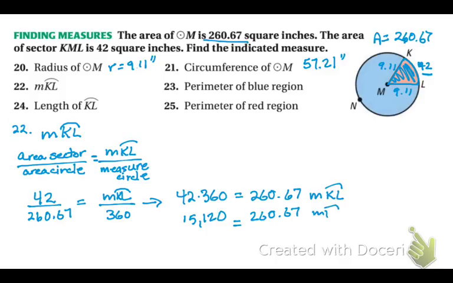Okay, 260.67 and measure KL. We're going to divide both sides by 260.67. Of course, those cancel. And miraculously, 15,120 divided by 260.67 is almost exactly 58. So the measure of arc KL is equal to 58. Remember, we're talking degrees here, so 58 degrees.